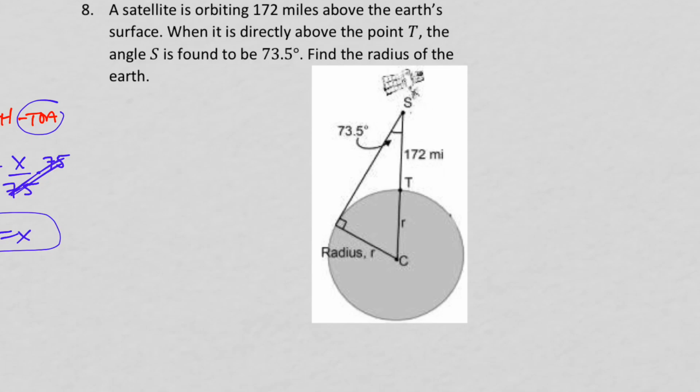So we can definitely start it off for you, but I'm not going to finish this one in particular for that reason. It says a satellite is orbiting 172 miles above the Earth's surface. So from the satellite to the Earth's surface is 172 miles. It's only this piece, so I should give some color. When it is directly above the point T, the angle S is found to be 73.5 degrees. That's already here on the triangle for you. Find the radius of Earth.